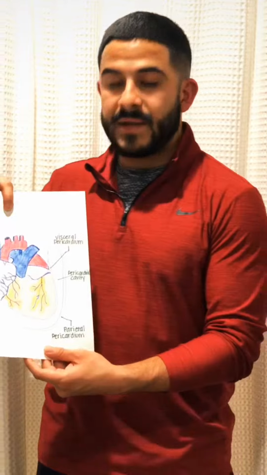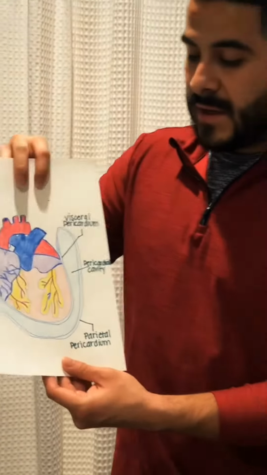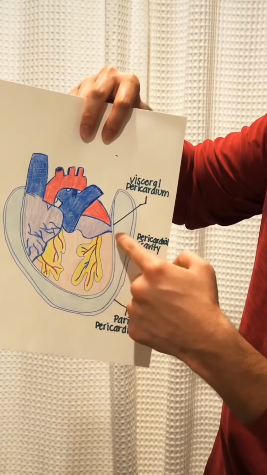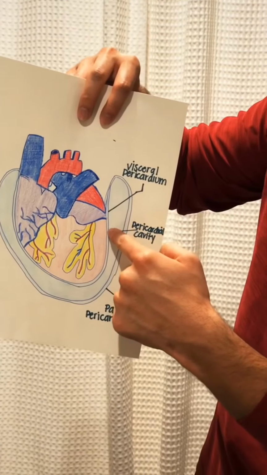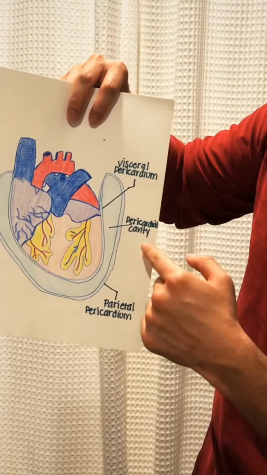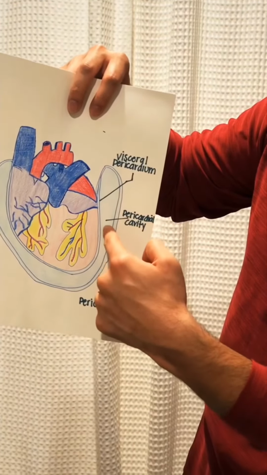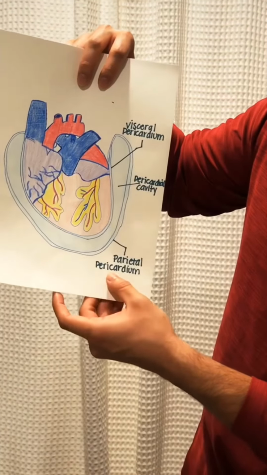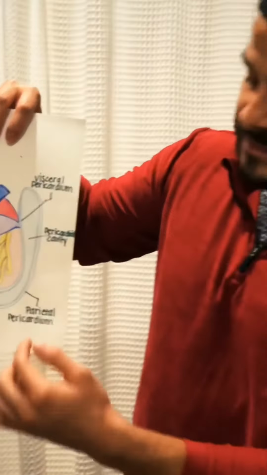I'm going to go ahead and get a little bit closer so you guys can see. The first part is the visceral pericardium, which is on the inside layer. It's the inside layer right there. Followed by the pericardial cavity, which is right here in the middle, this whole entire area. And then lastly, it's the parietal pericardium, which is the outside layer, as you guys can see here in the picture.